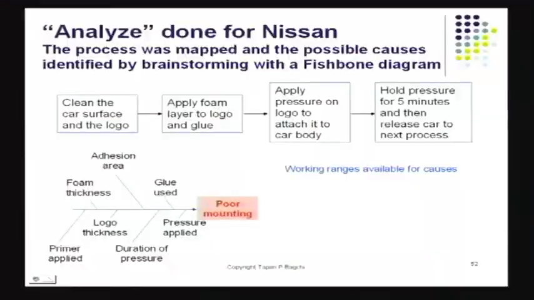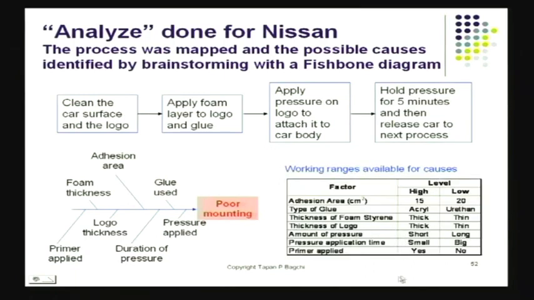Now this was done at a speculative level. No one really knew what the correct answer was. For that, of course, we had to get to the next step, which would be to try to identify what are the working ranges for these different factors. Those are shown here. These are the working ranges. If you look closely, the adhesion area, this is like one of the factors we see there. Type of glue used, thickness of foam, thickness of logo, amount of pressure applied, pressure application time, primer applied. They are the working ranges.